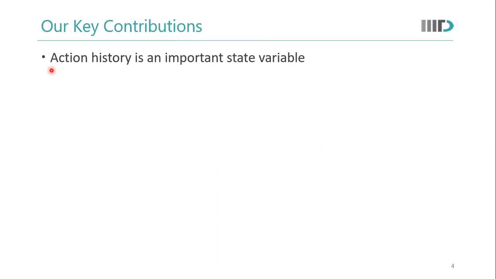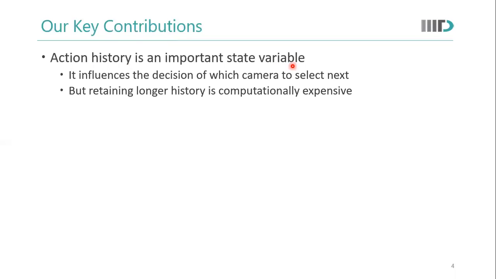So we first make an observation that action history is an important state variable for camera selections because it influences the decision of which camera to select next. But retaining longer history in these methods is computationally expensive. So in this regard, we make the following contributions.